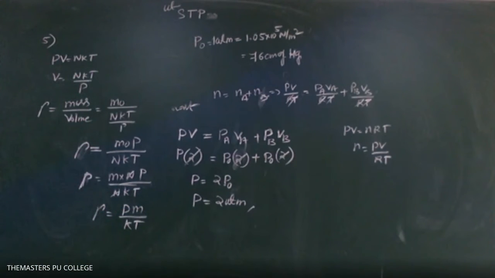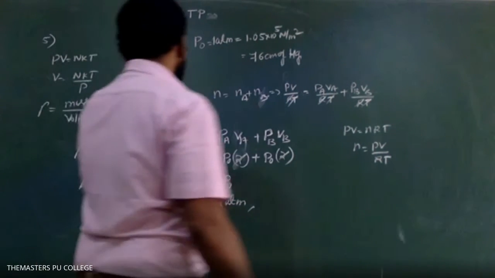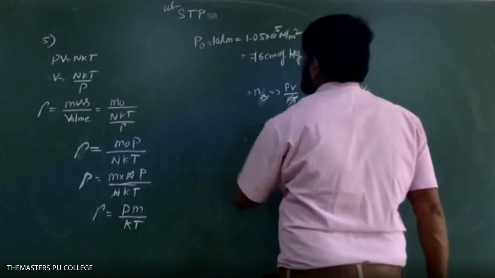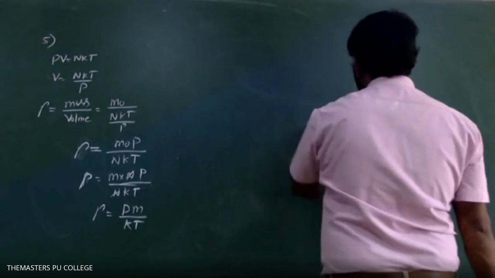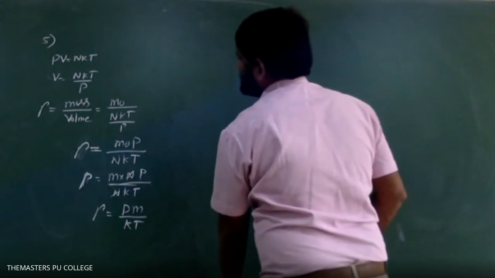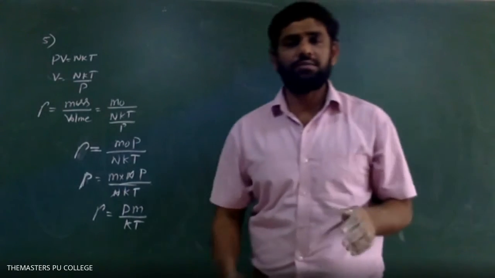So this is the fifth one. What have they given first? A sample of an ideal gas of mass m naught occupies a volume V at pressure P and absolute temperature T. The mass of each molecule is small m. The density of the gas is. So what they are asking is: an ideal gas whose mass is m naught occupies a volume V at pressure P and temperature T, and the mass of each molecule in that ideal gas is small m, then what is the density of the gas?